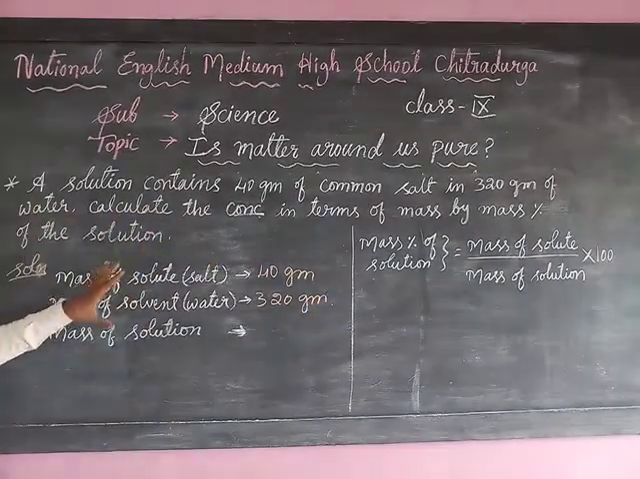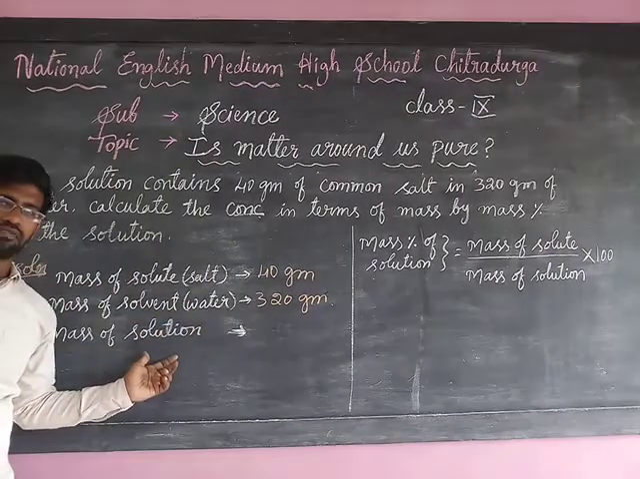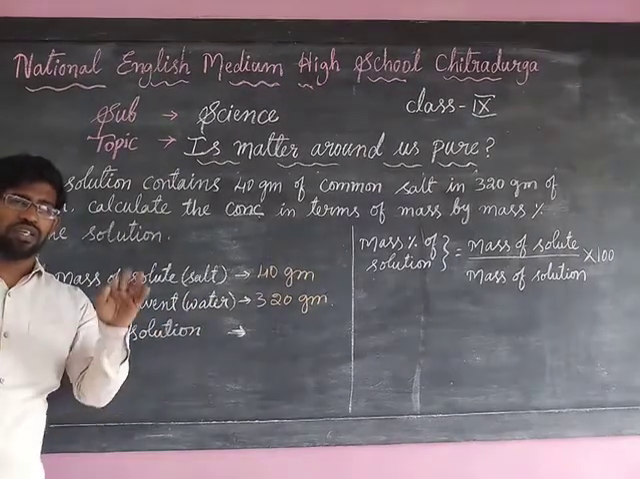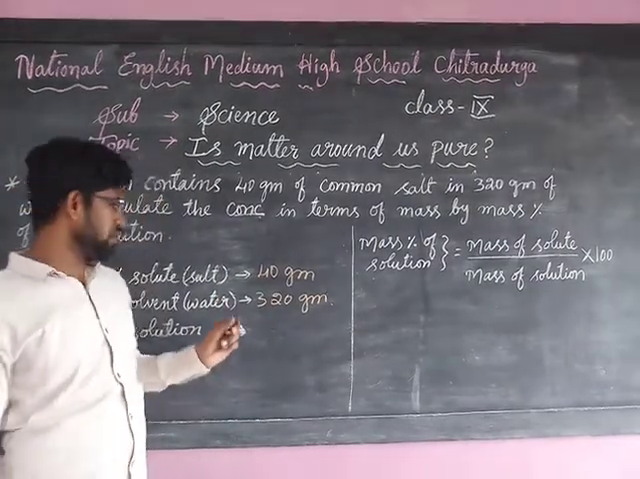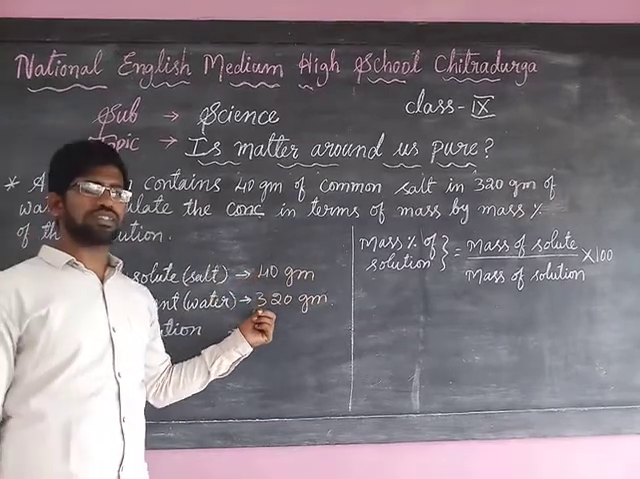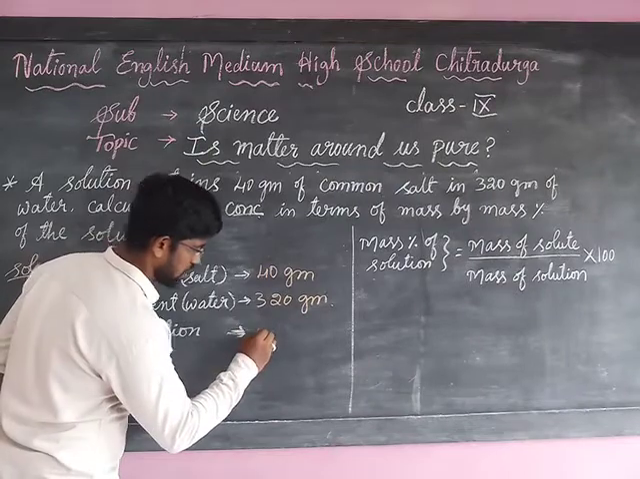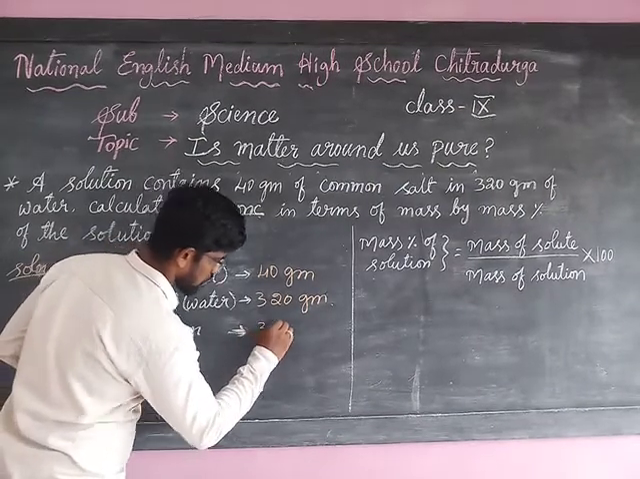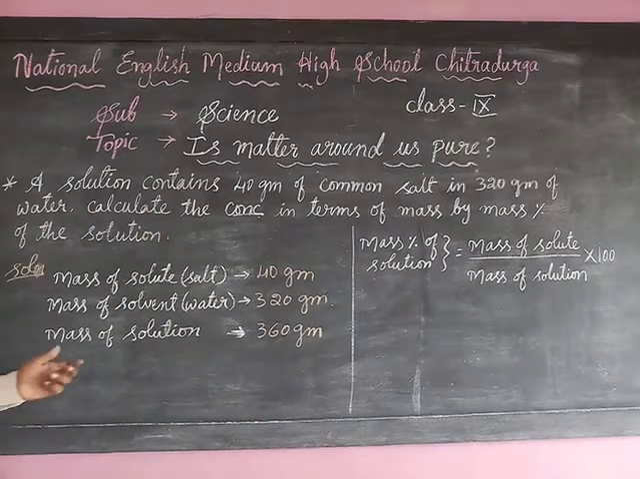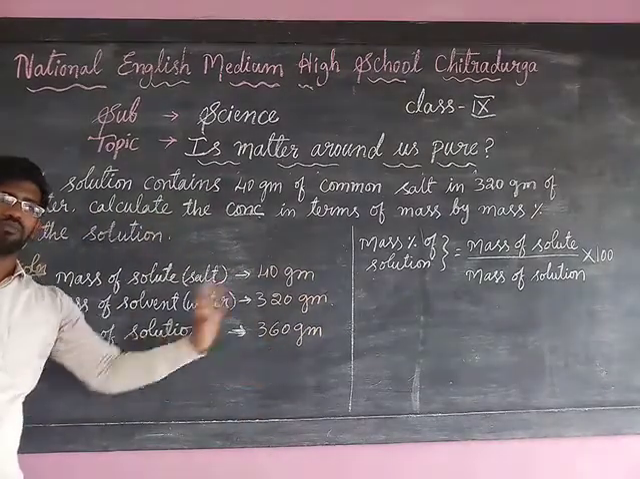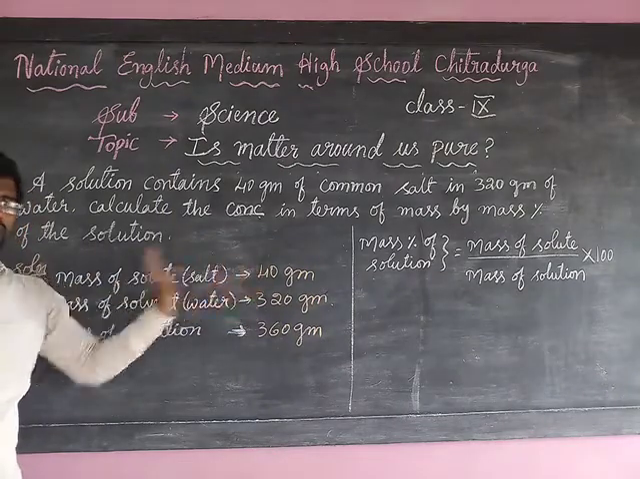Then, from the solute and solvent, we can easily identify the mass of solution. As I told you, solute plus solvent is equal to solution. So we add the solute plus solvent. How much is that? 320 plus 40 is equal to 360 grams. So the mass of solution is 360 grams when we add the solute plus solvent.